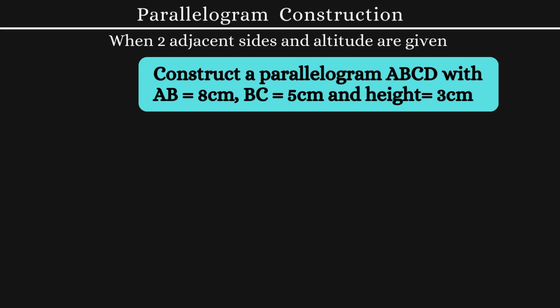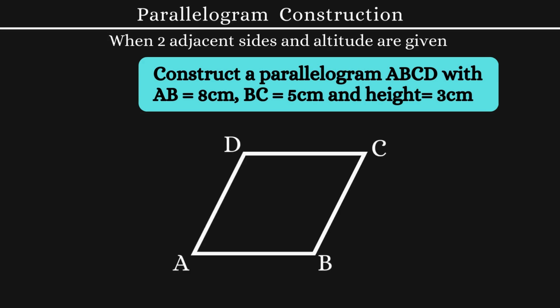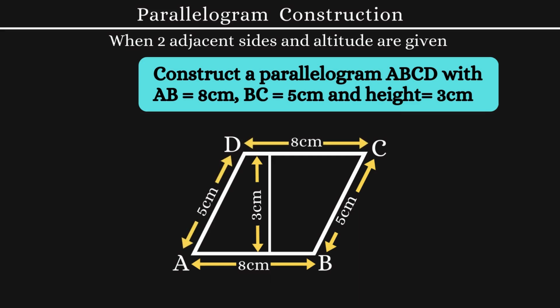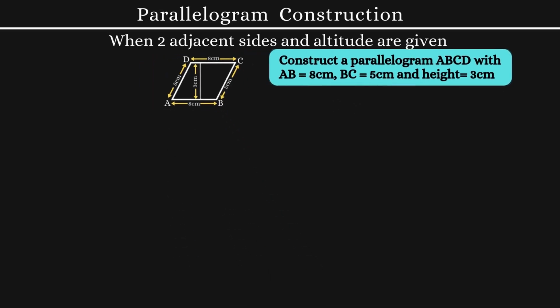Before proceeding, let's draw the rough sketch. AB is 8 cm, BC is 5 cm and the height is 3 cm. Let's remember here that the altitude is the length of the perpendicular drawn between the two sides. Now let's learn each step in detail.